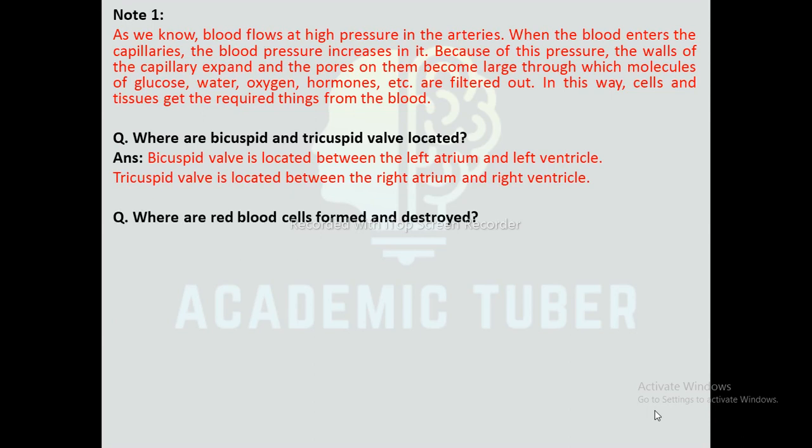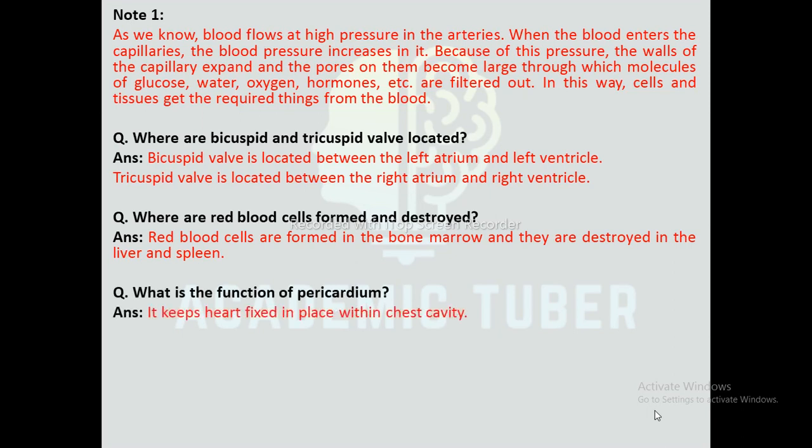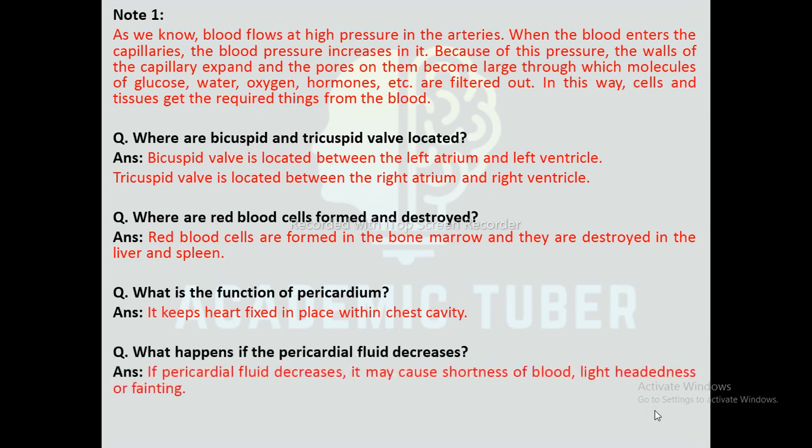Where are RBCs formed and destroyed? Red blood cells are formed in bone marrow and they are destroyed in the liver and spleen. What is the function of the pericardium? It keeps the heart fixed in place within the chest cavity. What happens if pericardial fluid decreases? If pericardial fluid decreases, it may cause shortness of breath, lightheadedness, or fainting.